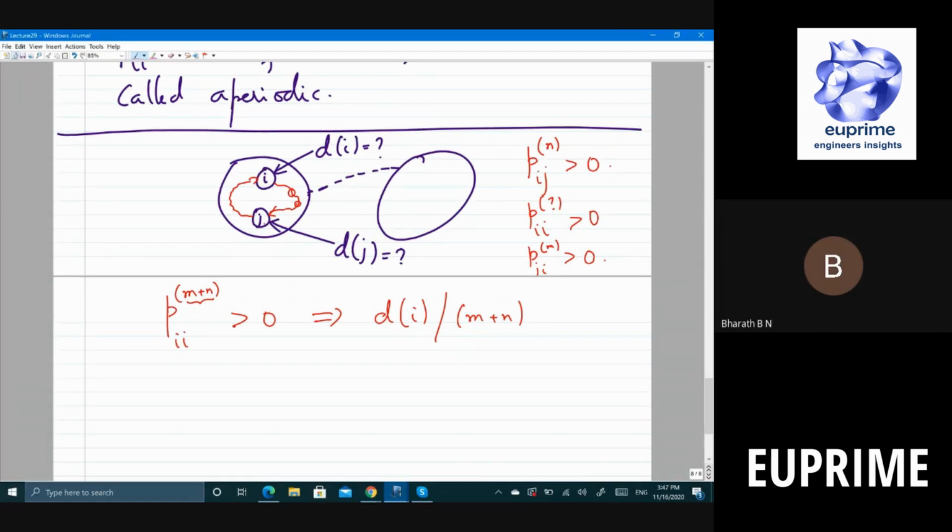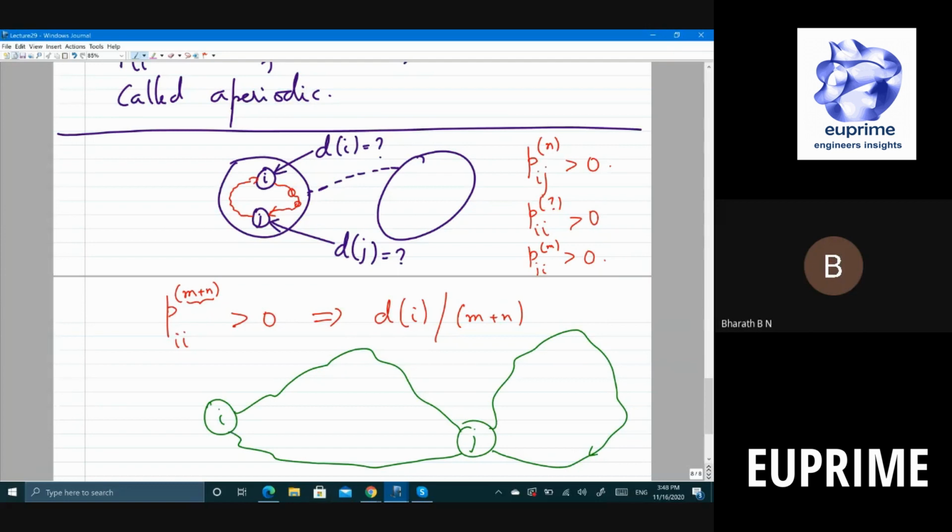I go to J. Let me write that as a separate diagram. I start at I and go to J. I wander and go to J, and then from J I wander and come back to J. And then from J, I can come back to I. The number of steps is n, and this is m as before, so there is a cycle from I to J and J to I of n plus m steps.